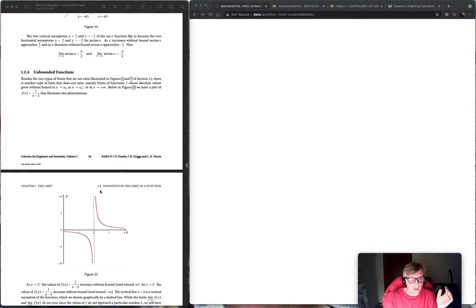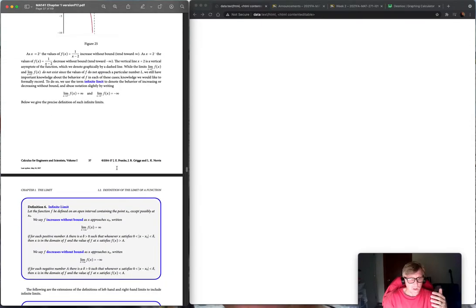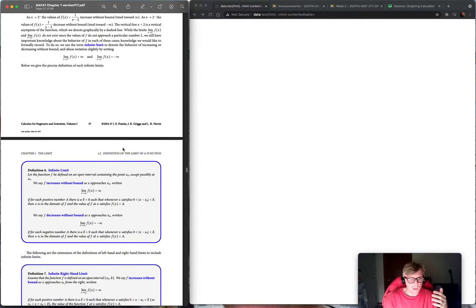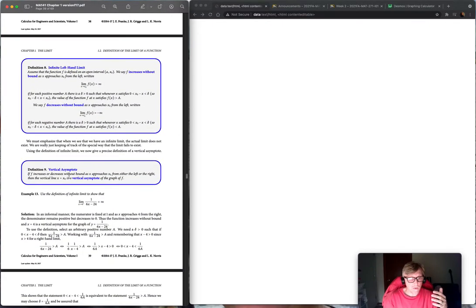It means that as we're approaching x from one side, there's no boundary. There's no y value that we're approaching, okay? And that means we're getting a vertical asymptote. So with infinite limits, we have a vertical asymptote, right? If f increases or decreases without bound as x approaches x0 from either the left or the right, then the line x equals x sub 0 is a vertical asymptote.